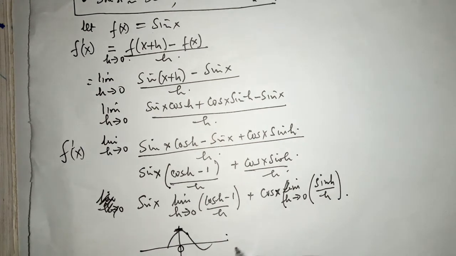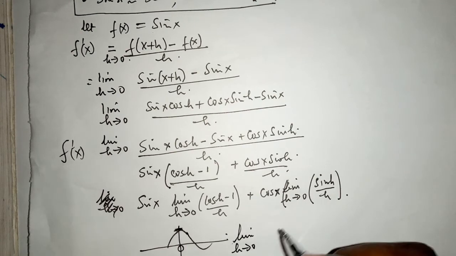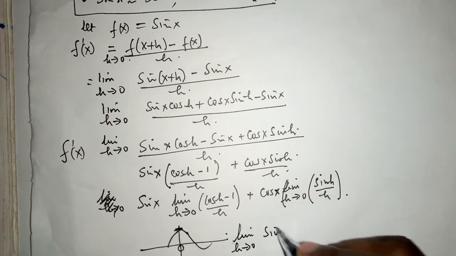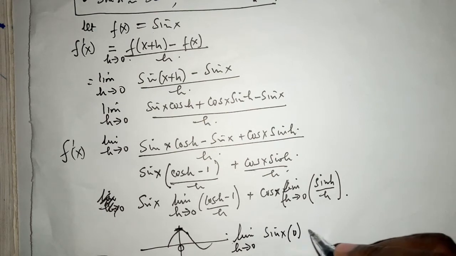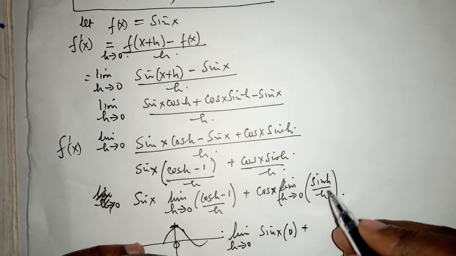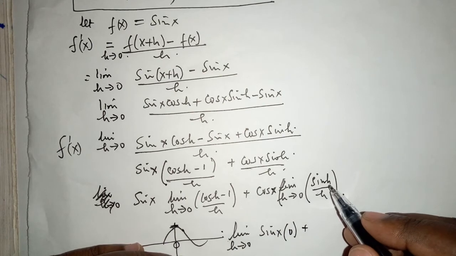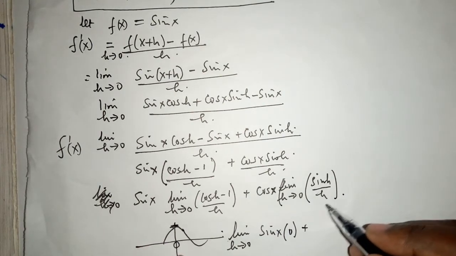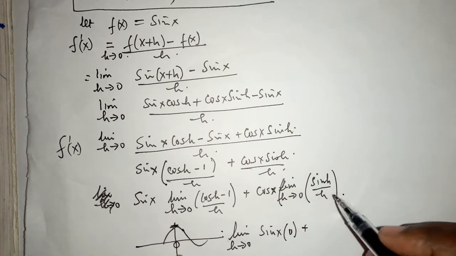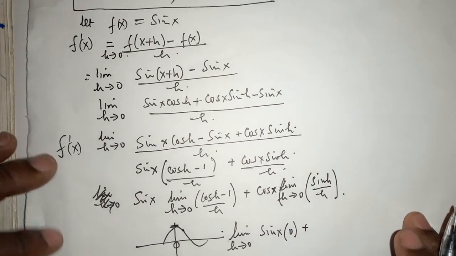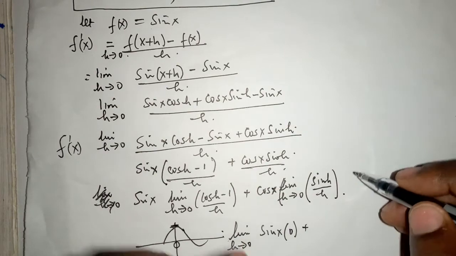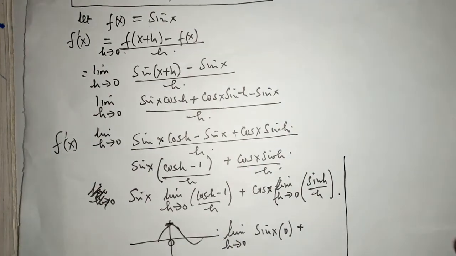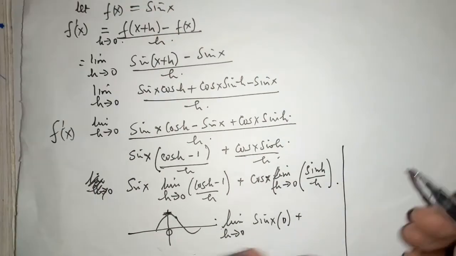So within our limit as h approaches 0, we are going to have the sine x multiplied by 0, plus the limit of the sine of h over h as h approaches 0, and this one becomes 1. But I want to explain this in a different format. Let me just explain what happens here.